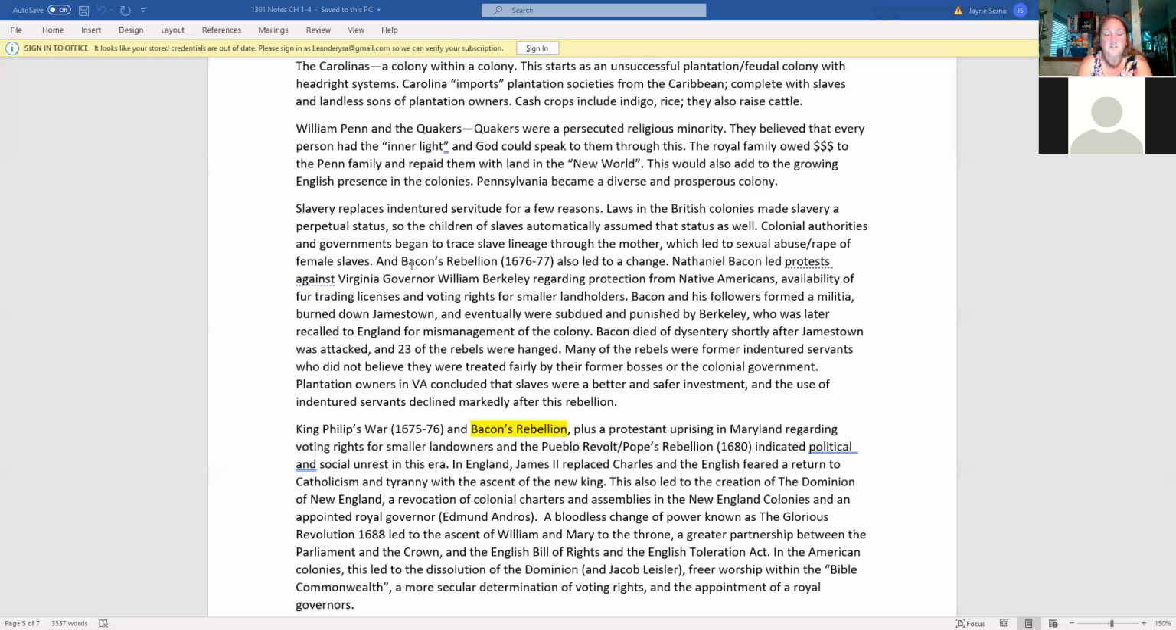So we should acknowledge that slavery is not unique to the United States, not unique to the American colonies. The part that is unique in this era is that slavery was typically not perpetual.